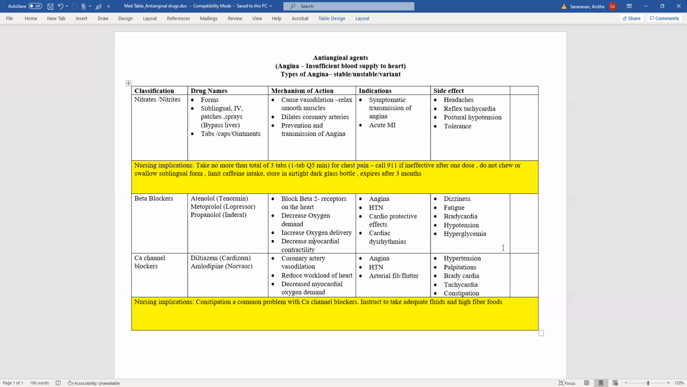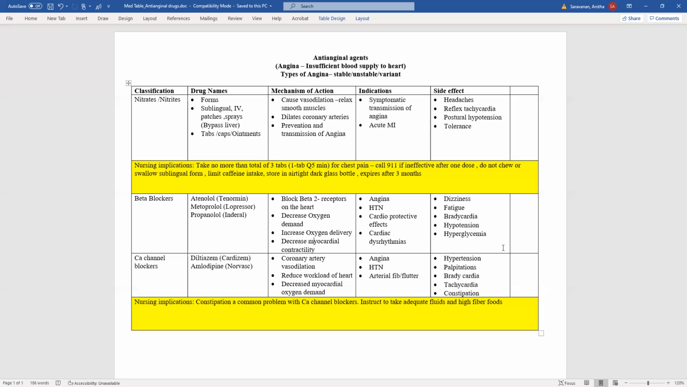Other teaching to include when patients take this medication is to make sure they do not take more than a total of 3 tablets. And right after taking the one tablet, they need to call 911, and they should not be driving themselves to the hospital. They need help. So usually when they call 911, the emergency person will guide them. So the directions are to take one tab every 5 minutes and not to chew, especially the sublingual form.